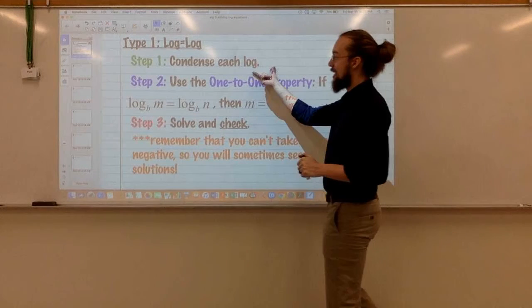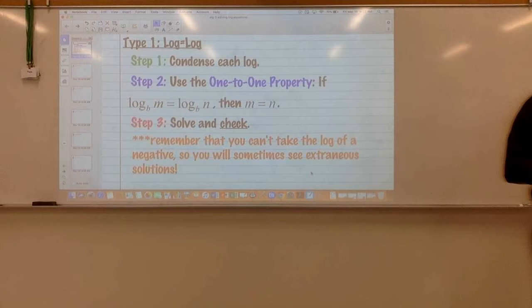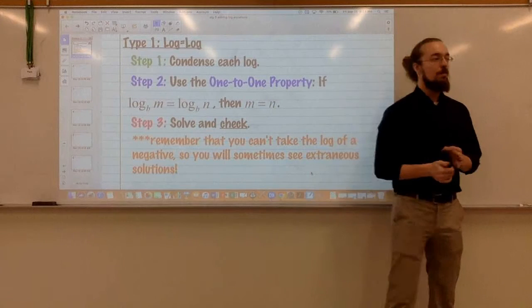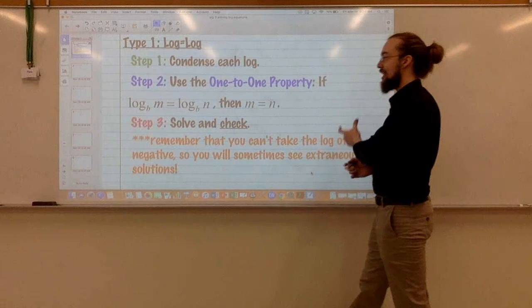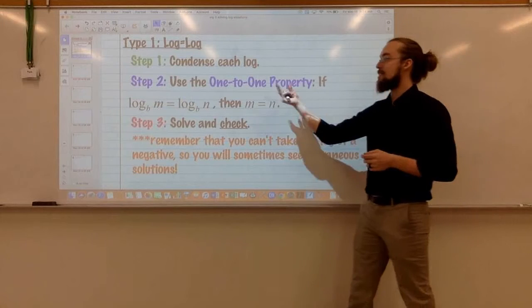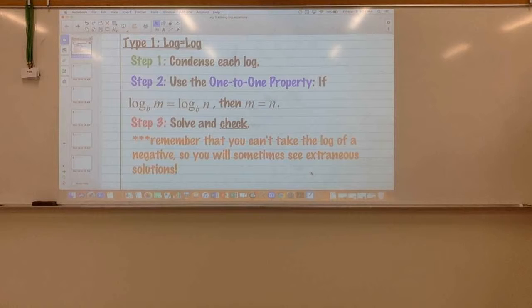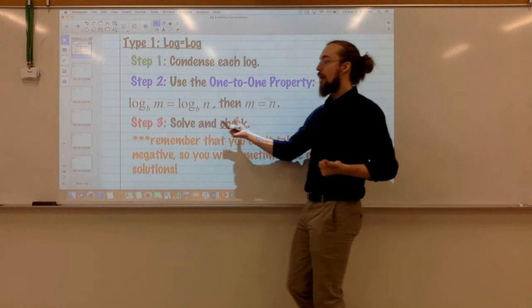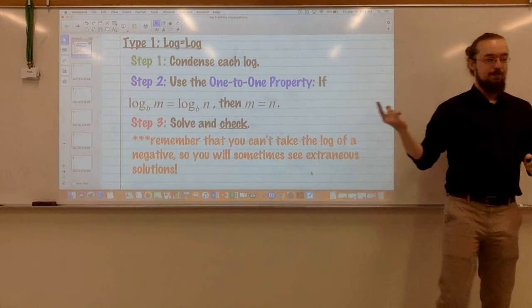Okay, the first step is to condense each log. That's what we were doing in our last lesson. We were condensing each log using those three properties of logs. So we want to get it to where we just have one log equal to one log. We may have multiple logs on each side of the equation, but we want to condense that. Once we have one log equal to one log, we'll use the one-to-one property, which says if I do have one log equal to one log, where they have the same base, I can just take whatever's on the inside and set that equal.